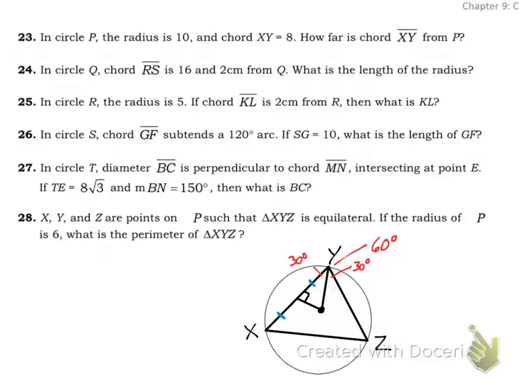So I must have more information. And so I'm going to reread it. If the radius of P is 6, that means this length right here is 6. This length right here is, well, if this is 30 degrees, that makes this 60 degrees. If I have a 30, 60, 90 triangle, do I only need one side? Yeah, that's all I need.